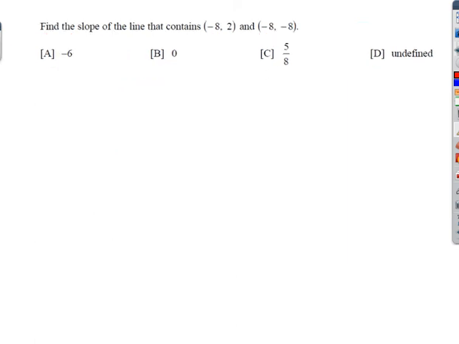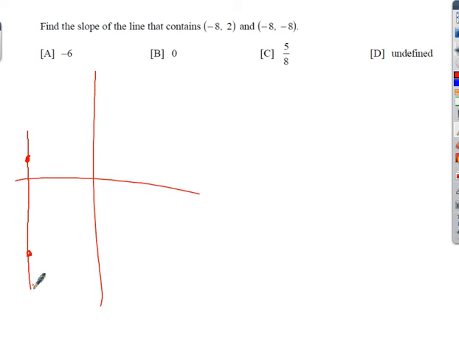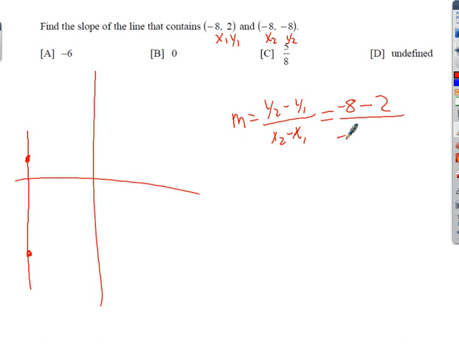Let's see what happens in this one. I plot these 2 points, and I get -8, 2, just a rough graphing of it, -8, -8. I'm getting a vertical line. Now, how would you define that steepness? Super steep, right? x1, y1, x2, y2. Let's look at it in the formula. Y sub 2 minus y sub 1 over x sub 2 minus x sub 1. I've got -8 minus 2 over -8 minus -8.